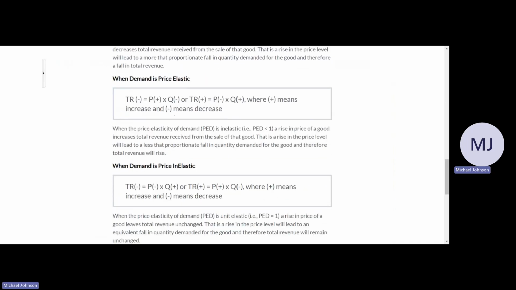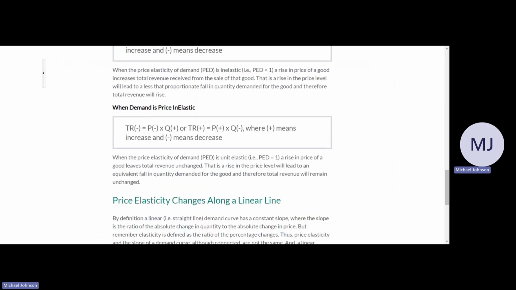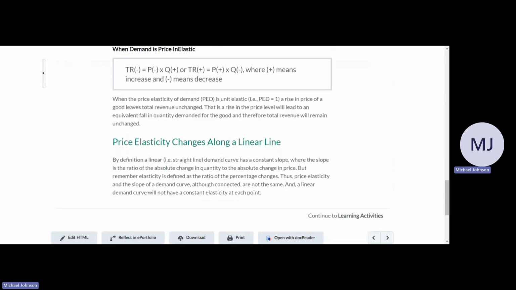So when the price elasticity of demand is inelastic, a rise in the price of the good increases total revenue received from the sale of that good. That is, a rise in the price level will lead to a less than proportionate fall in quantity demanded for the good, and therefore the total revenue will rise.